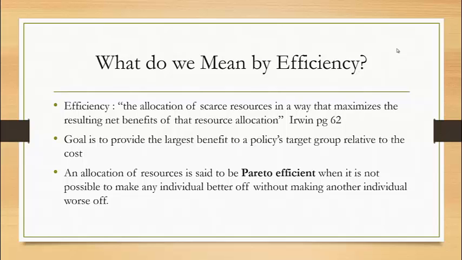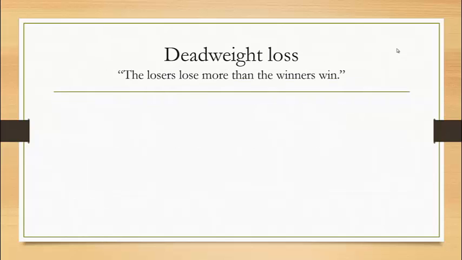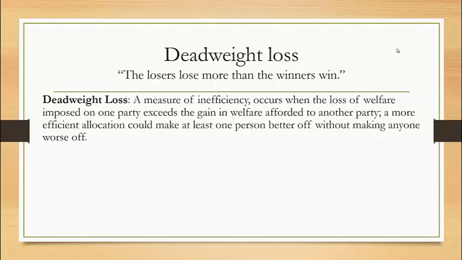So when our policy analysts assess these things, they're trying to find the policy that is going to maximize the benefits while minimizing the costs. One of the things that we have to be aware of is this concept of deadweight loss. And this is when the losers lose more than the winners win, right? And so what we mean is that this is a measure of inefficiency, okay? So what we're trying to do is avoid inefficiency.